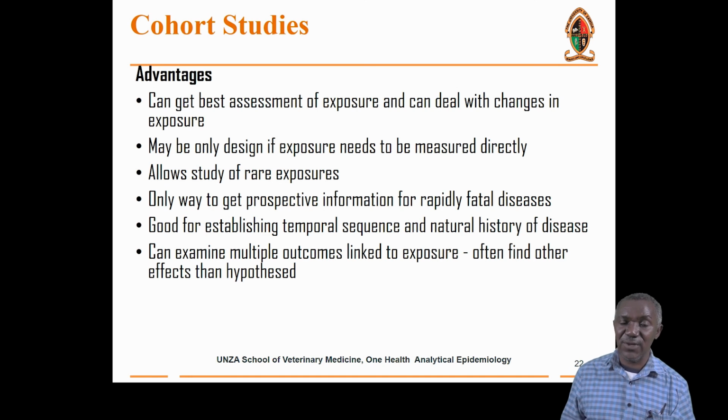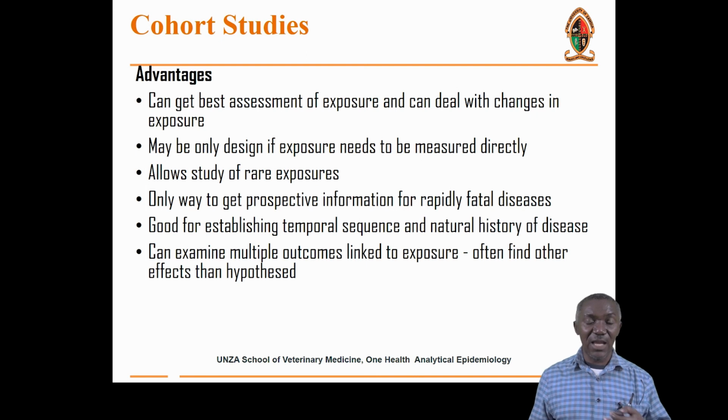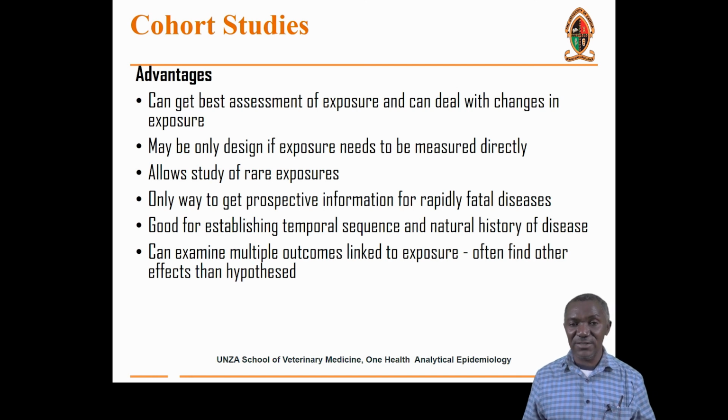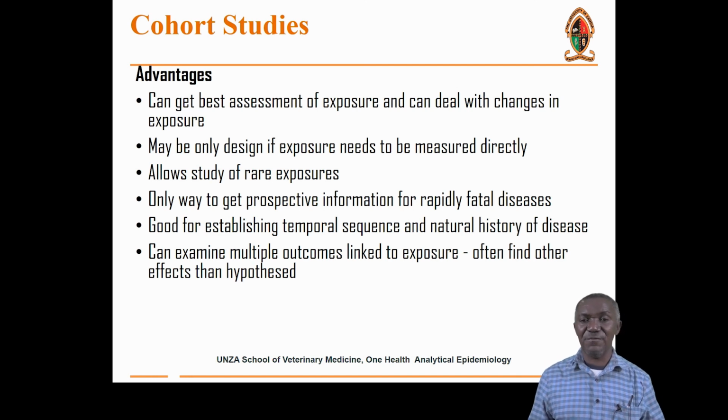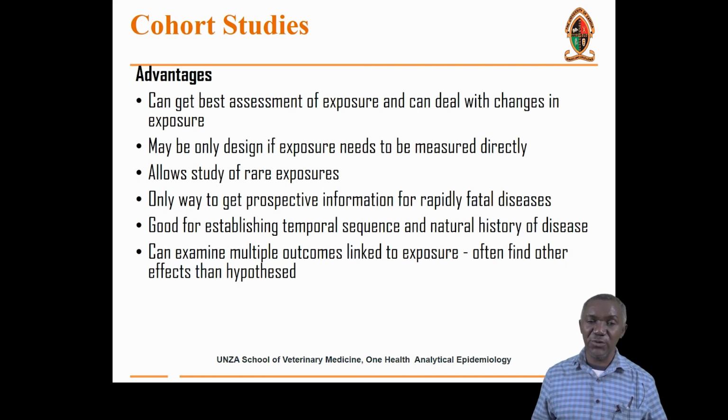For instance, in the example I gave you, we want to see whether there is an association between the type of floor surface and lameness in cattle. So our outcome of interest, or our hypothesized outcome, is lameness. But in trying to investigate that, we may find that there are other conditions that come as a result of these differences in the exposure status. So you can examine multiple outcomes linked to exposure.